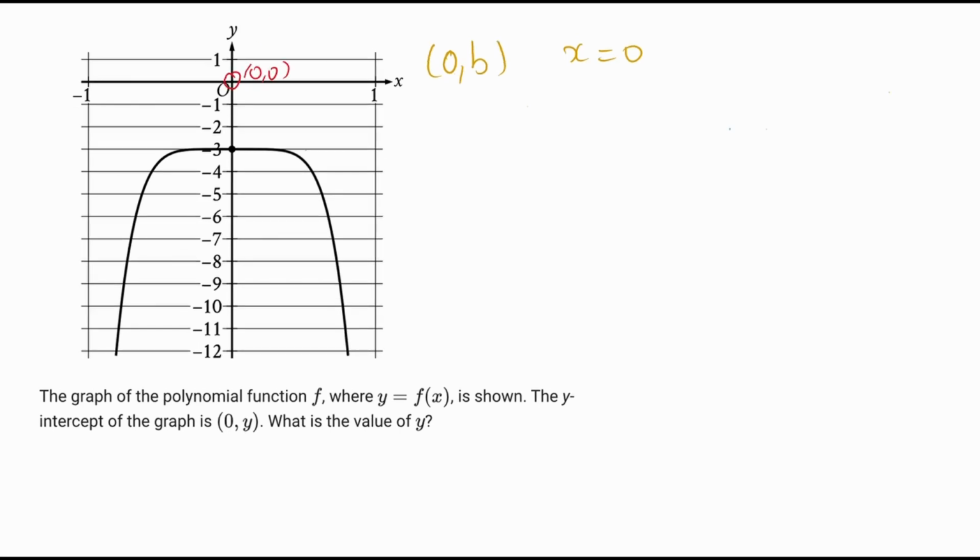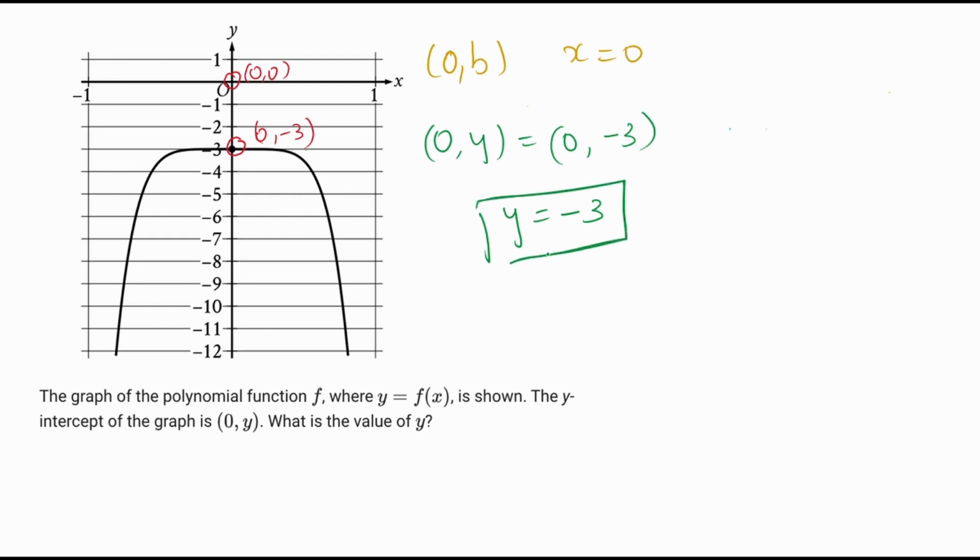The curve cuts the y-axis at the coordinate -3 and x value is equal to 0. Therefore, my y-intercept is nothing but (0, -3). And we know that the y-intercept of the graph is given in the form of (0, y). So therefore, (0, y) is equal to (0, -3). Now corresponding y value with the y value on the other side, we have y is equal to -3. So this is my answer.